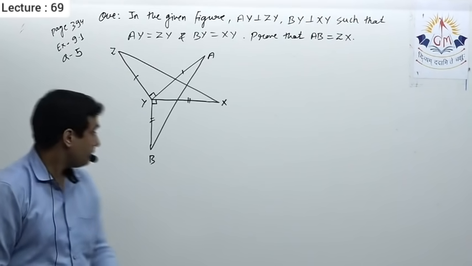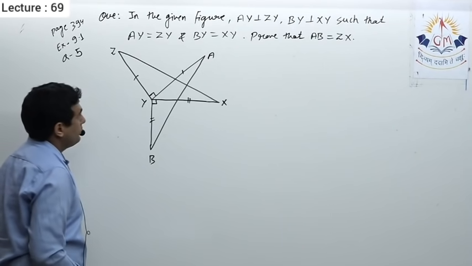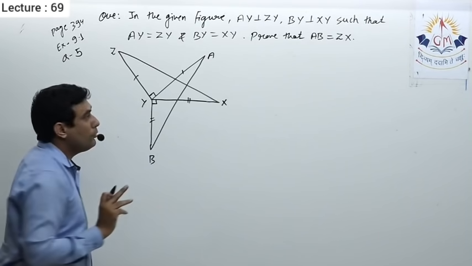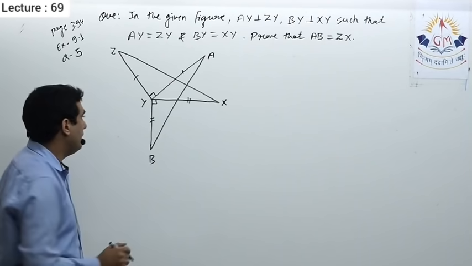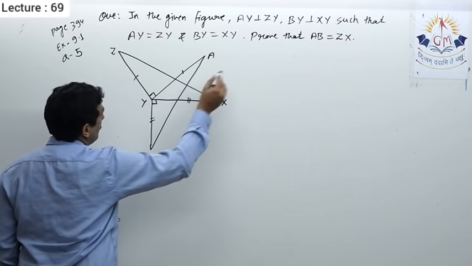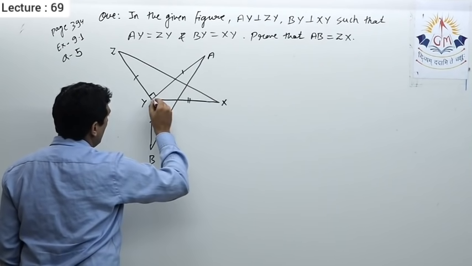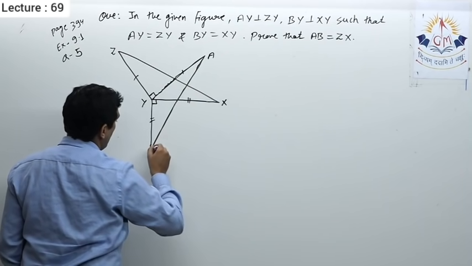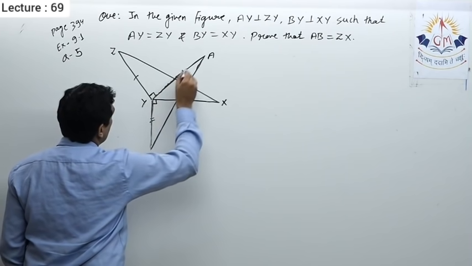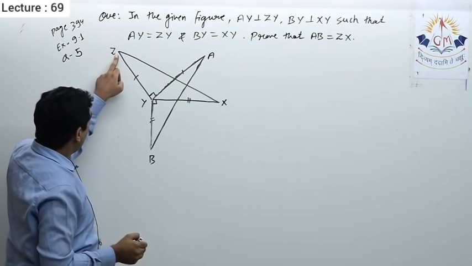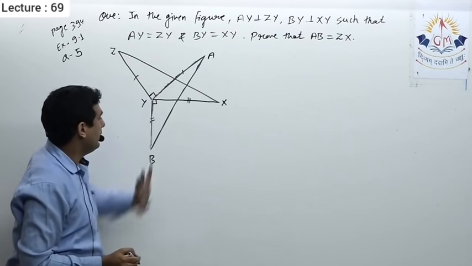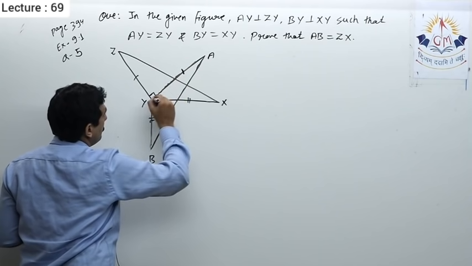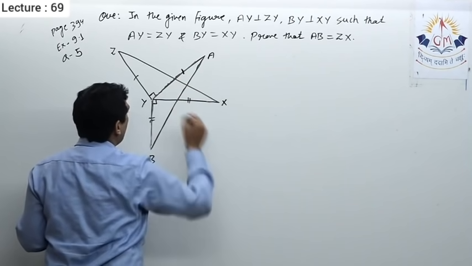Okay, so first of all, as we have to prove AB equal to ZX, we have to select those two triangles that contain these two sides. So here you can say the triangle AYB contains side AB, and triangle ZYX contains ZX. Now if I talk about these two triangles, so for this triangle AYB.